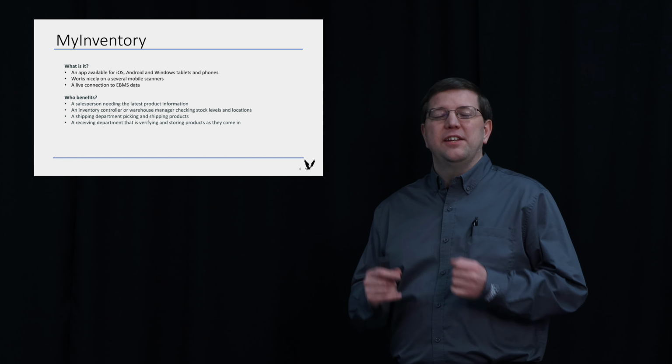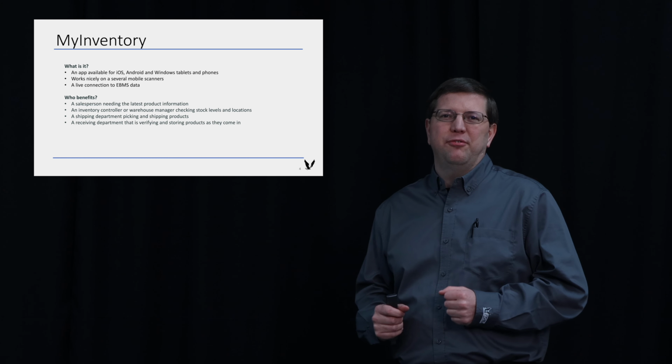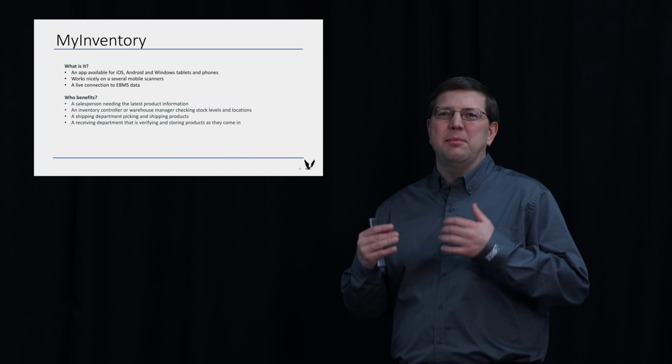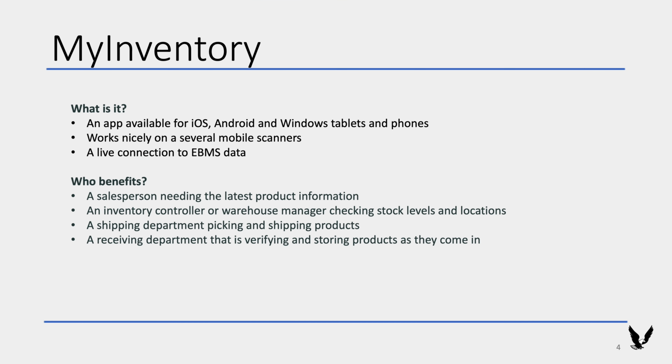MyInventory is a member of the family of MyEBMS apps. These apps are available for your iOS, Android, and Windows tablet and phones. The MyInventory app is, as it suggests, focused on the inventory aspects of EBMS and works very nicely on several mobile scanners. It provides a live connection with your EBMS data.